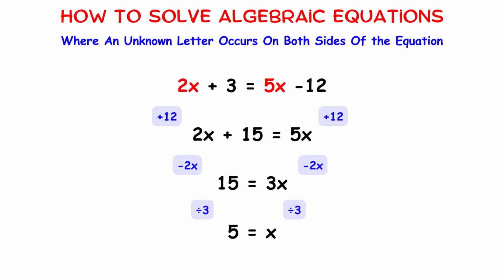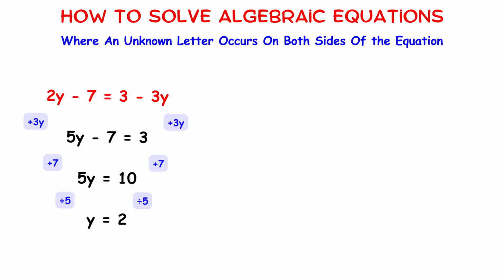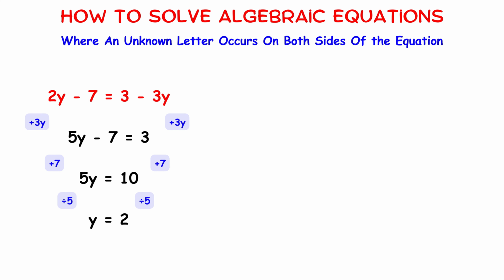In this first one, we have 2y minus 7 equals 3 minus 3y, so we want to get the y's on one side and the numbers on the other. At the moment, there are more y's on the left side than the right side because remember, positive 2y is bigger than negative 3y, so it'll be easier for us if we put the y's on the left and the numbers on the right. This means that the first thing we want to do is add 3y to both sides to get 5y minus 7 equals 3.